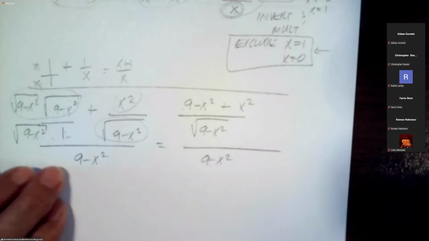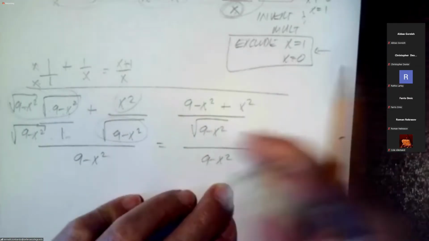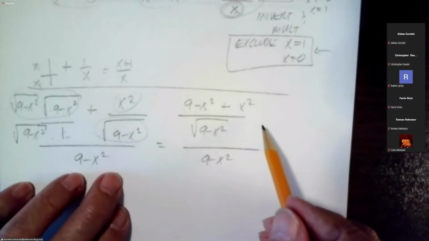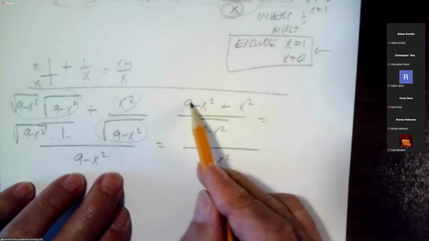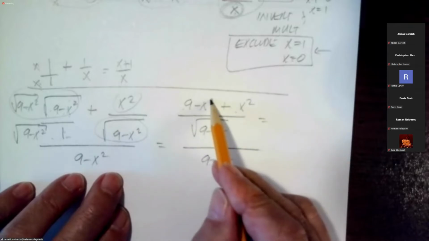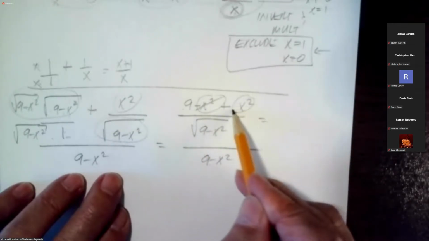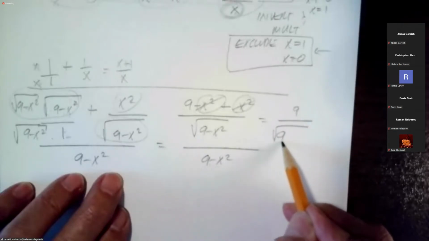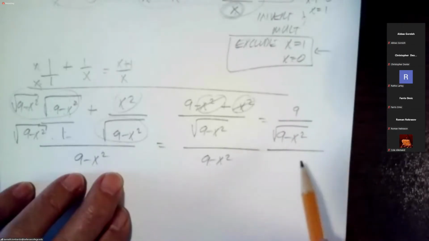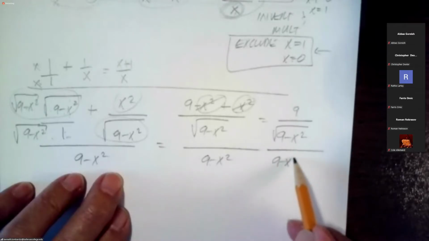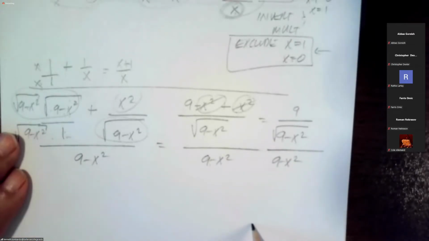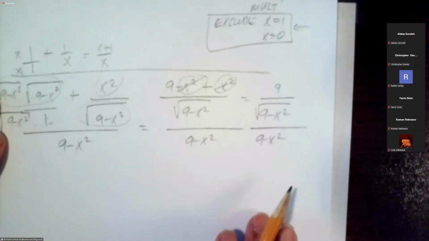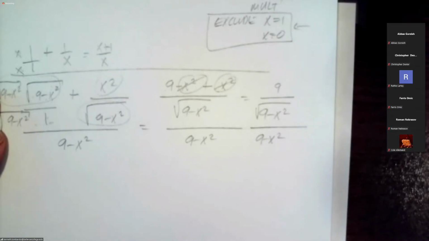Okay, now we want to continue simplifying. So in this numerator, I have 9 minus x squared plus x squared. So it looks like these are going to cancel. So I'll get 9 over root 9 minus x squared. And that's all over 9 minus x squared. Now, can that be simplified further? Can I do something else to simplify that? The answer is yes, isn't it?